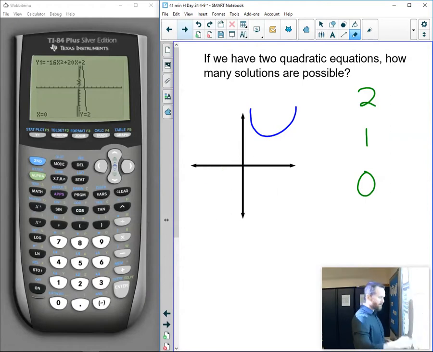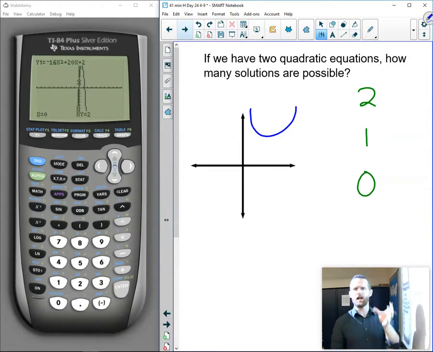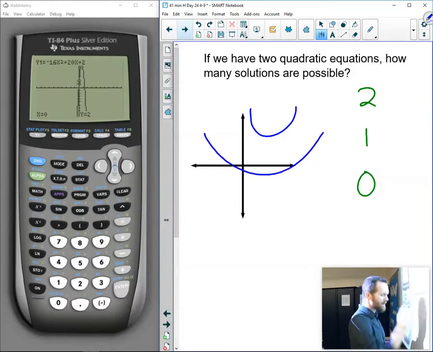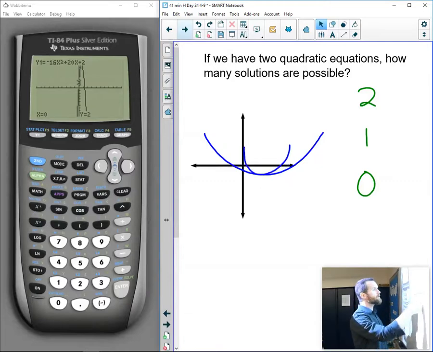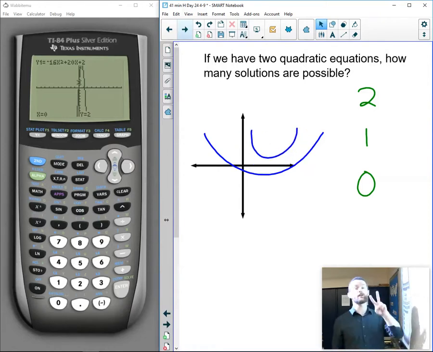But what if instead of having one concave up and one concave down, they were both concave up? Let me make that one a little bit wider to make this easier to see. Well, it's easy to see that would be no solutions right there because they're not crossing at all. Two solutions would be two intersections, and one solution would be, again, just barely touching each other at one point. Could be there or over there, or maybe the vertices are touching. Lots of options there. So it could still be two solutions, one solution, or zero solutions.